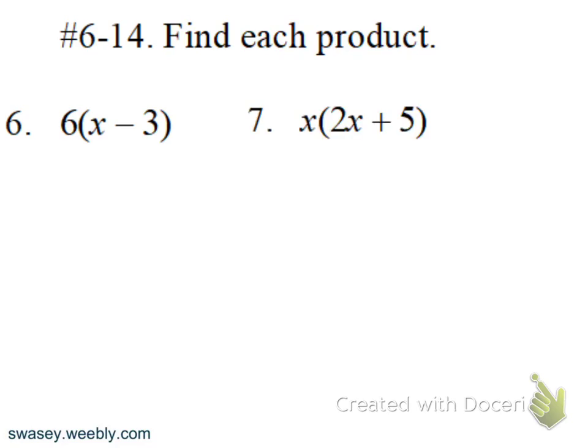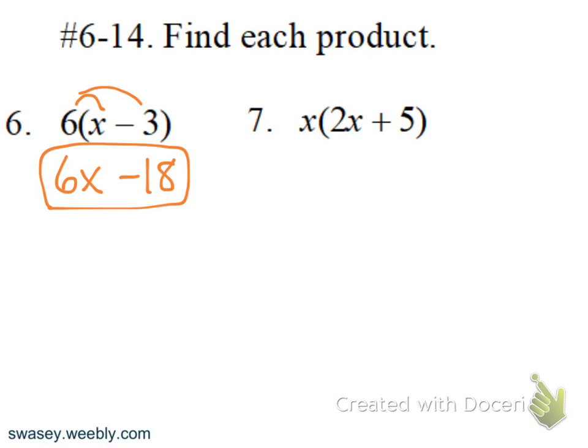Here we're finding products, we're multiplying. So distribute the 6. 6 times x is 6x. 6 times negative 3 is negative 18. Distribute the x. X times 2x is 2x squared. X times 5 is 5x.